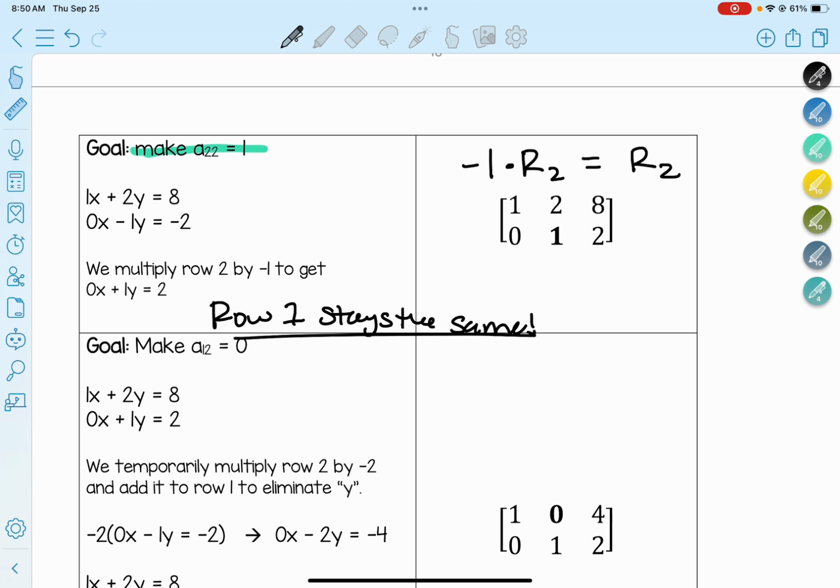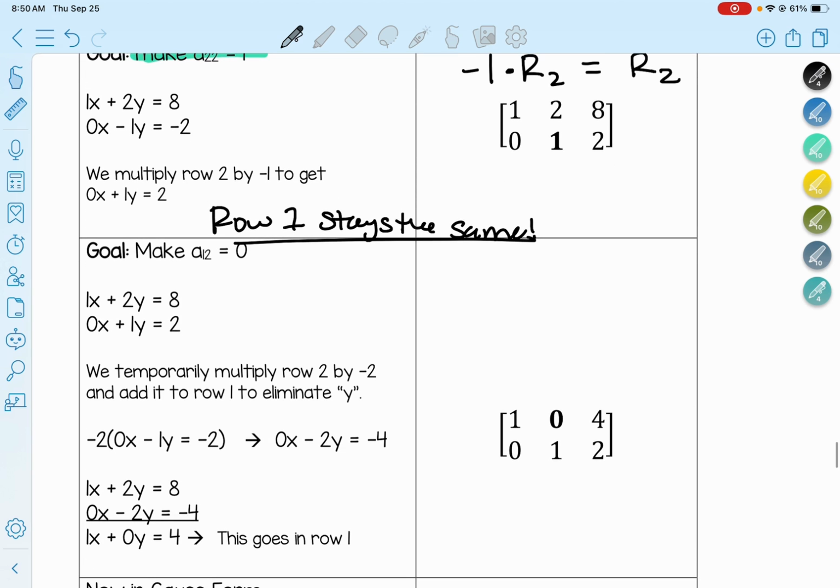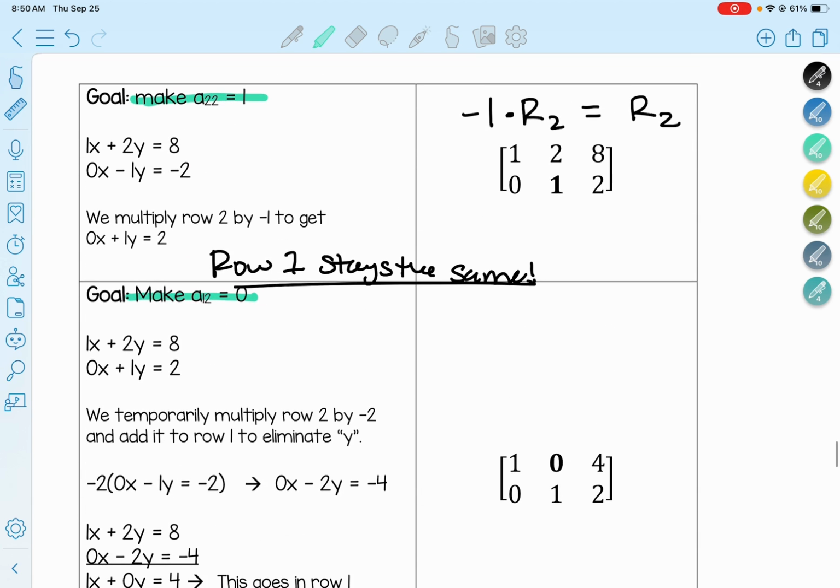It doesn't change, so row 1 is going to stay the exact same. Now, once again, my next goal, or my last goal really, is to make A12 equal to 0. For me to do that, I need 1 to be opposite of 2, which is -2. So I'm going to take this bottom row and multiply everything by -2. So I get 0, -2, -4, such that when I add the two rows together, I go 1 plus 0, which is 1, 2 plus -2, which is 0, which is what I wanted, 8 plus -4, which is 4.